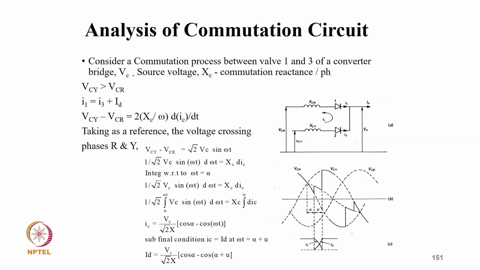So the integral from alpha to omega t of root 2 VC sin omega t d(omega t) equals XC times the integral from 0 to IC of dIC, and IC equals VC over root 2 XC times (cos alpha minus cos omega t). Substituting the final condition, IC equals ID when omega t equals alpha plus mu. So ID becomes VC over 2 root 2 XC times (cos alpha minus cos(alpha plus mu)).